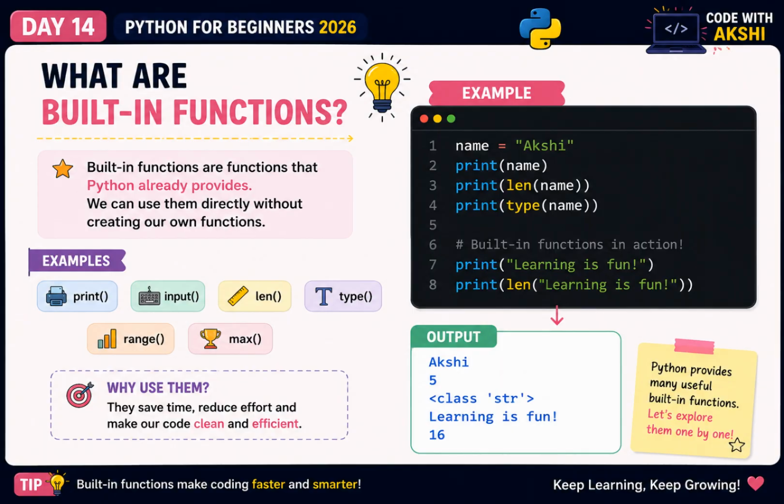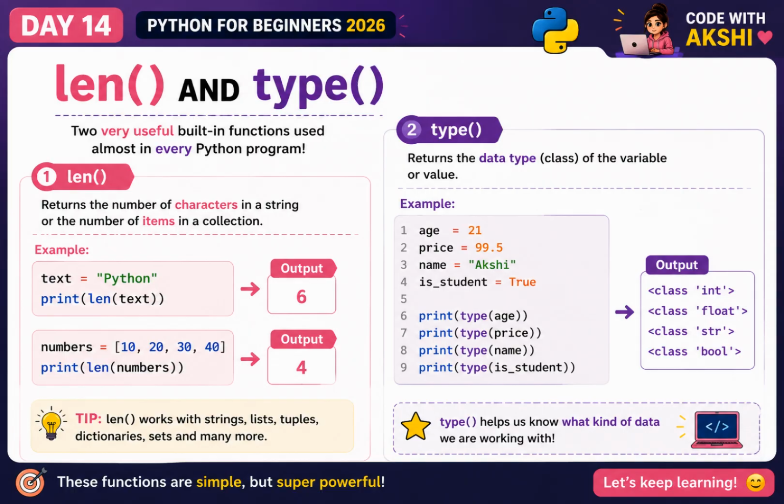So now let's begin with the len function. The len function returns the number of characters in a string or the number of items in a collection like a list. So here the word Python has 6 characters. So the len of text returns 6. Similarly, our list contains 4 numbers. So len of numbers returns 4.